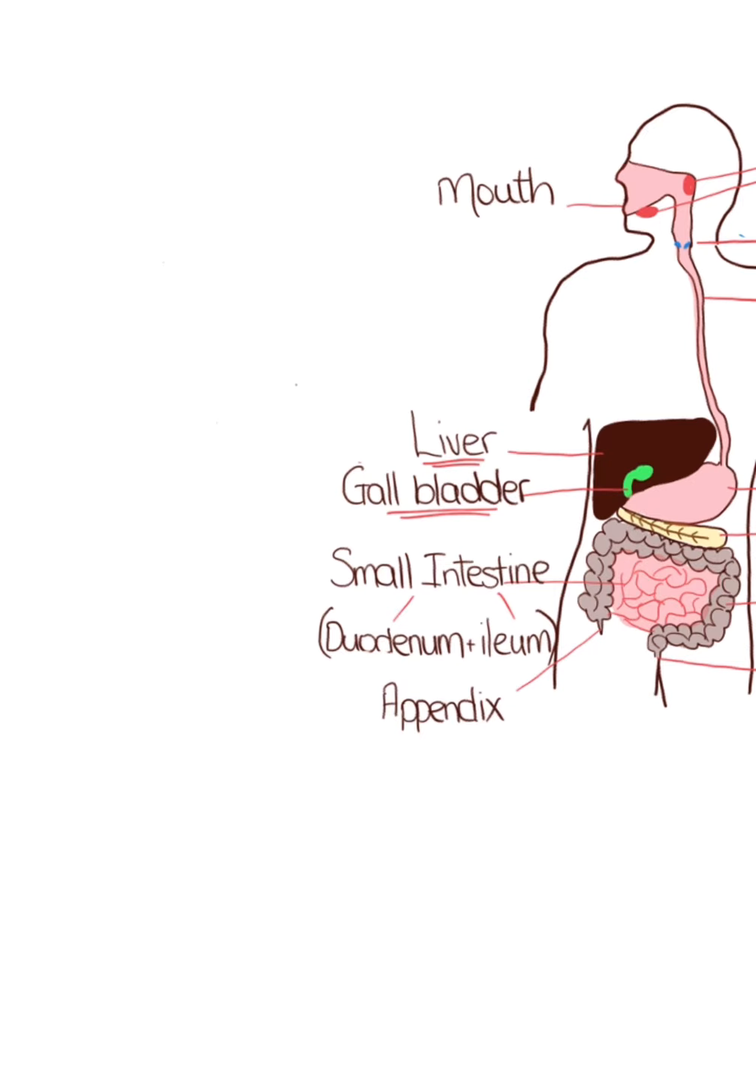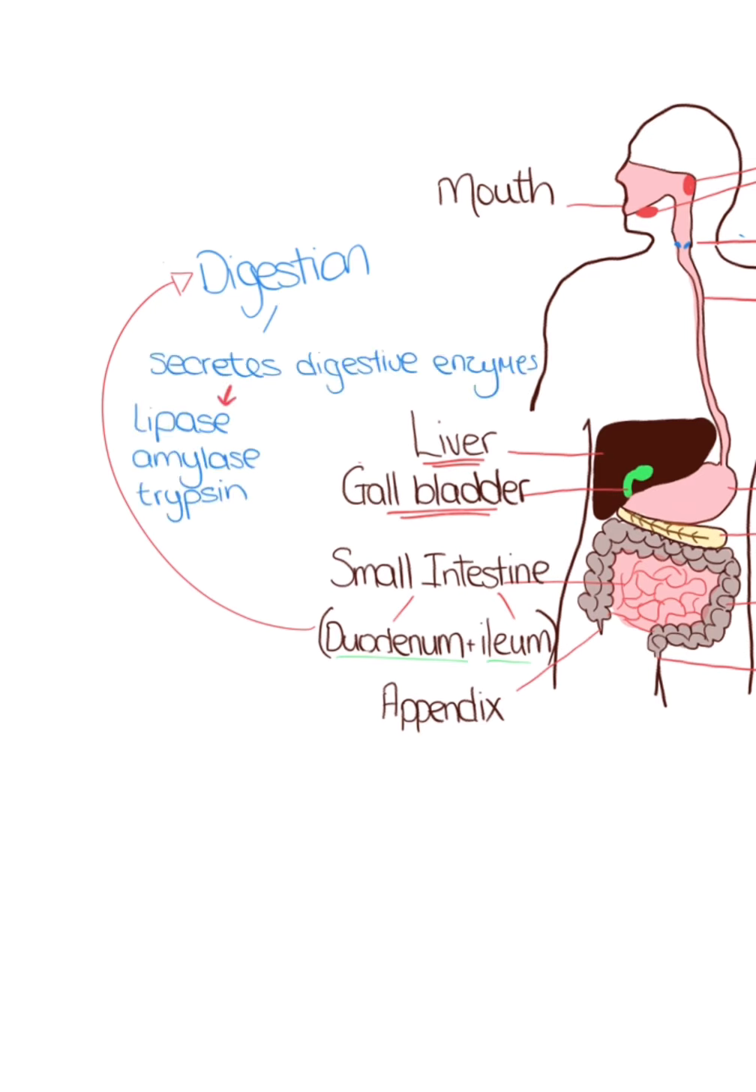The small intestine consists of 2 main parts, the duodenum and the ileum. The duodenum makes up the top half of the small intestine. The ileum makes up the bottom half. The duodenum receives chyme from the stomach. The main function of the duodenum is digestion. The cells lining the duodenum secrete digestive enzymes. Secretions from the pancreas and the liver also enter at the duodenum.